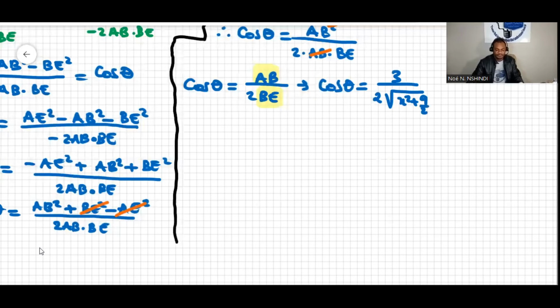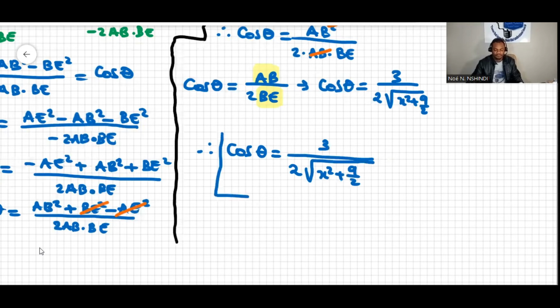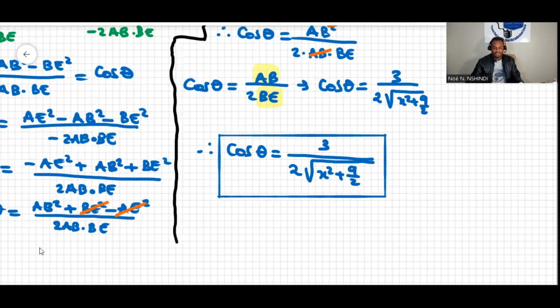Therefore, I'll write it here. Cos theta will just be 3 over 2 times square root of x squared plus 9 over 2. That's 7.2. Now let's move on.